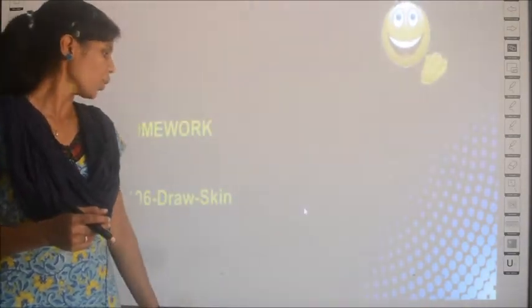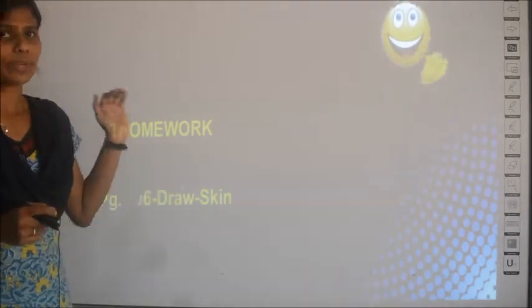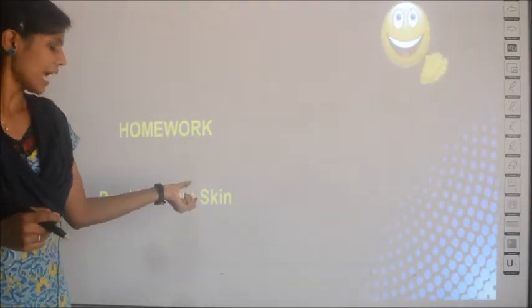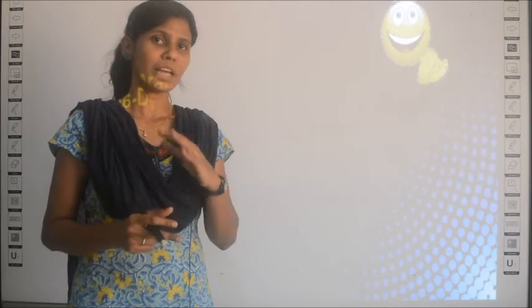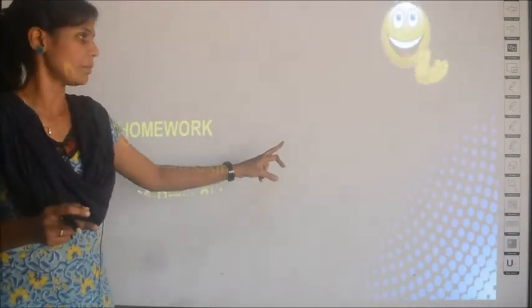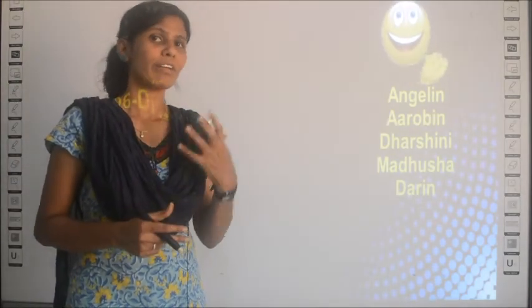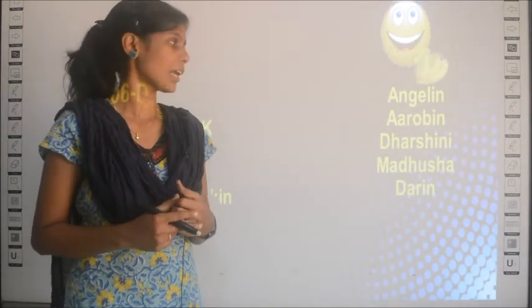So for today's homework, what you are going to do is, on page number 106, read the explanation portion of skin, and then also draw the structure of the skin and send it to me. It is not that only 3 or 4 children, every student should draw and send me. I will allot marks for that. I will include certain marks for the final exam from your assignments. Based on your assignments I will allot some marks.